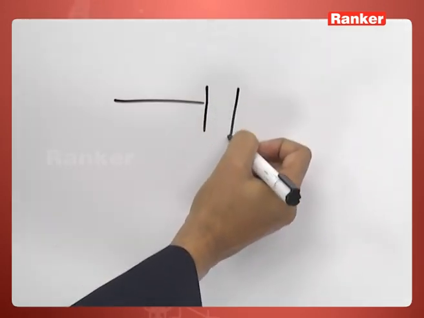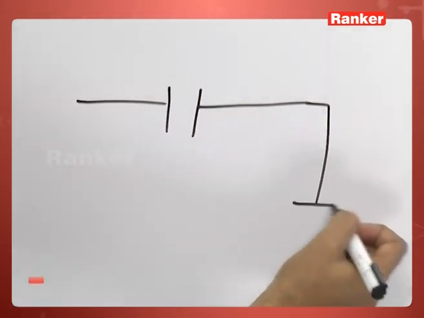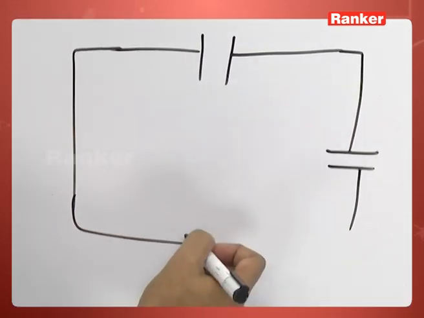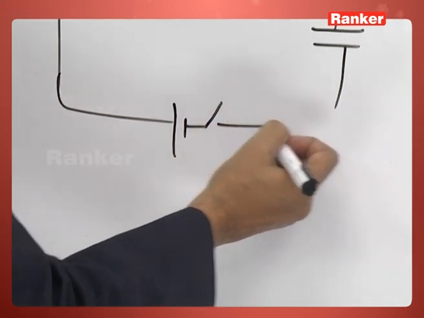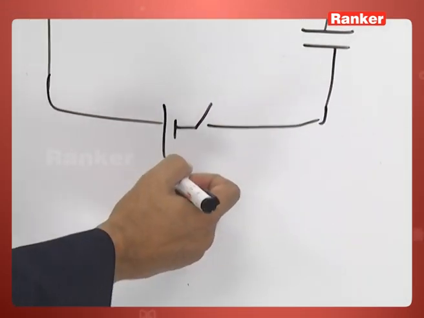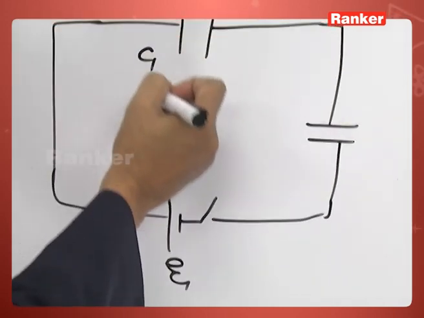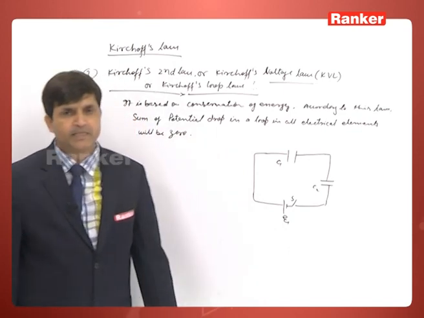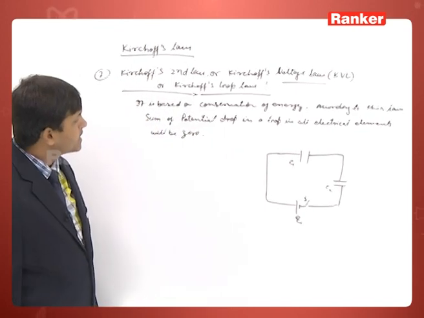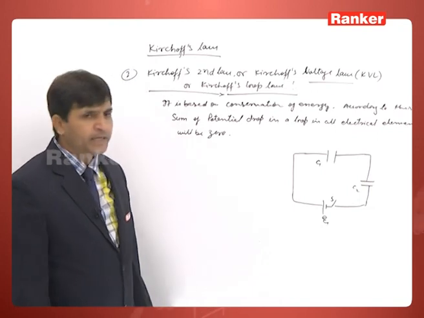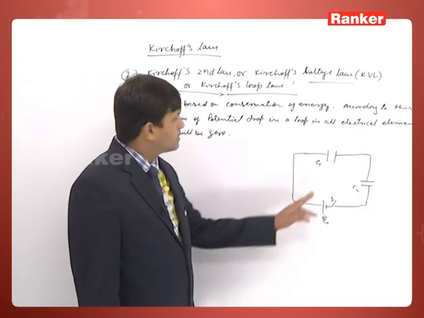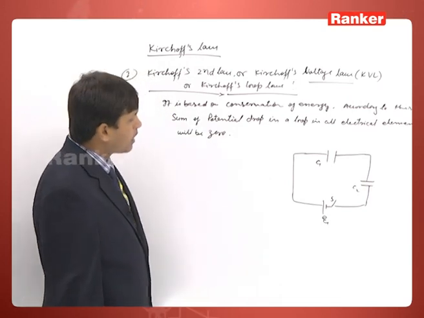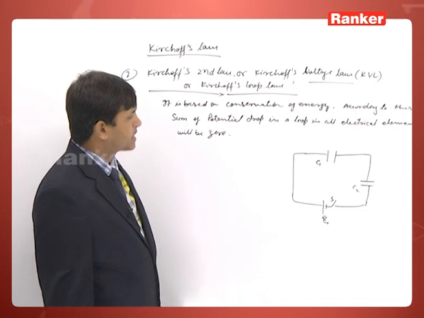Let we are having two capacitors and these two are connected with a cell. E is the EMF of the cell and C1 and C2 are the capacitances of the capacitors. Initially switch S was open and the capacitor does not have any charge. Now how to apply Kirchhoff's second law?